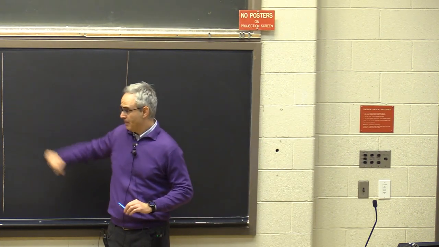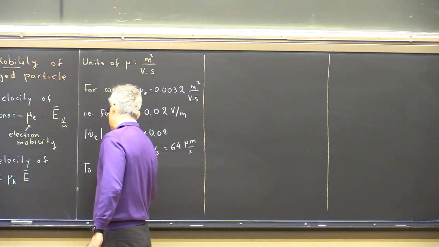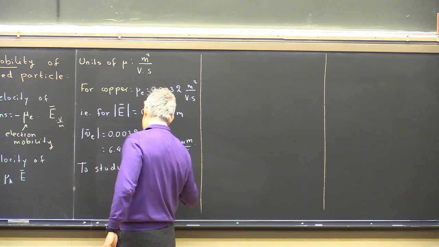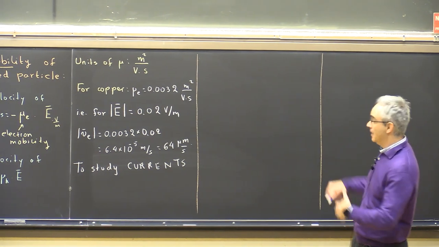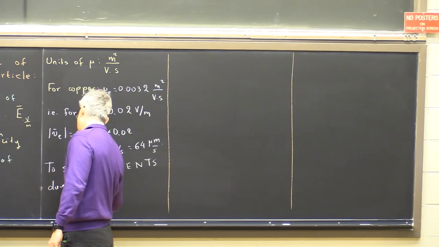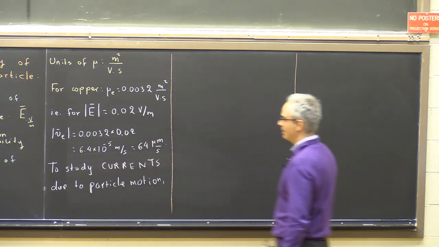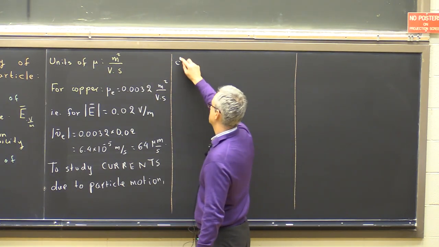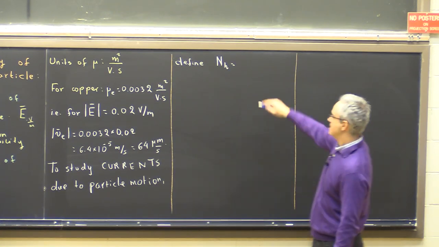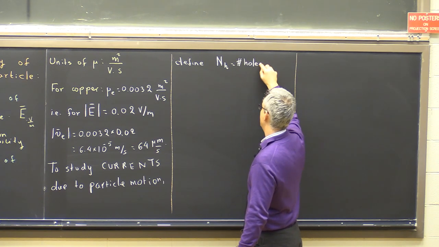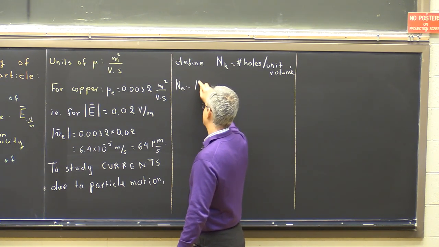So this is the mobility for copper. And now I want to really study currents. So to study currents, that is rate of change of charge inside this slab due to the motion of the particles. Let me define first of all n sub h, which is number of holes per unit volume, and n sub e, number of electrons per unit volume.